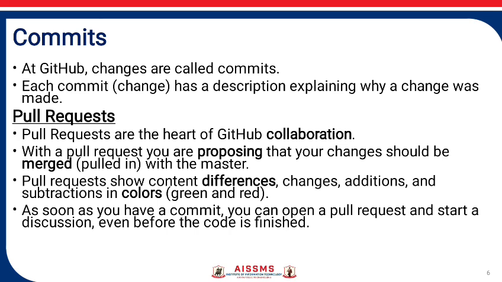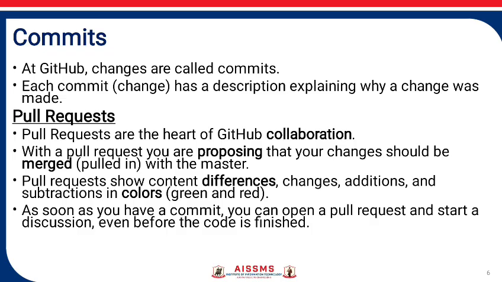The next is commit. In GitHub, saved changes are called commits. Each commit represents a specific change and includes a message explaining why the change was made. Commits help track project history and understand how the code evolves over time.